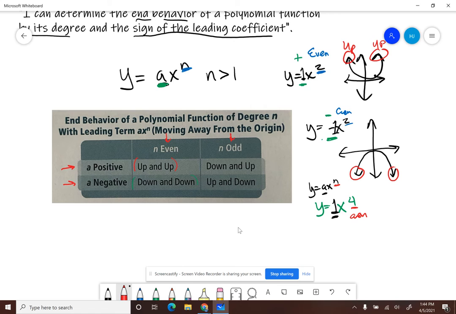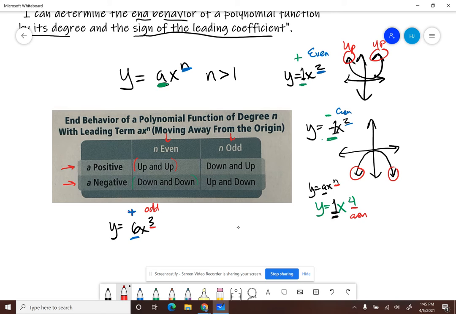Now conversely, if I were to have a situation where, for example, I had y equals 6x to the third, okay? Well, what I want you to see is, again, I'm just looking at this a term right here, and I'm looking at my n term right here. Notice this is positive. And notice here, though, that this is odd. 3 is an odd number. 1, 3, 5, 7, all those are odd numbers.